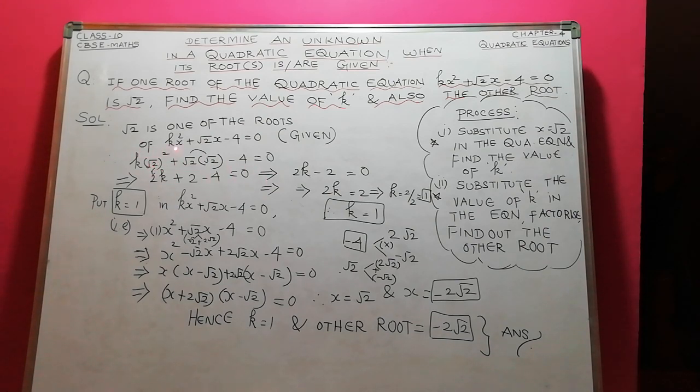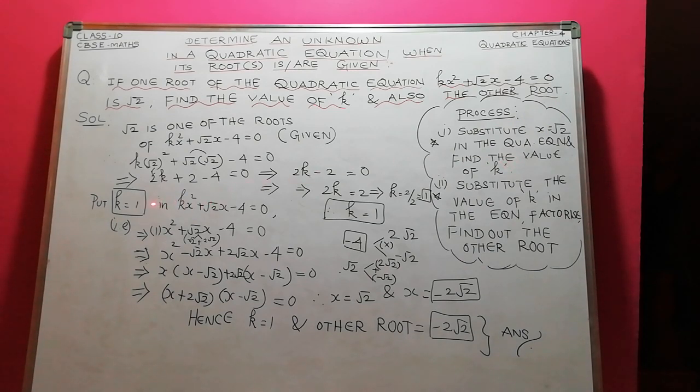Root 2 into root 2 gives you 2. Here also root 2 into root 2, the product gives you 2. So the equation becomes 2k plus 2 minus 4 equal to 0. On simplification, you are getting 2k minus 2 equal to 0. So you are arriving at the value k equal to 1. The first step got over.